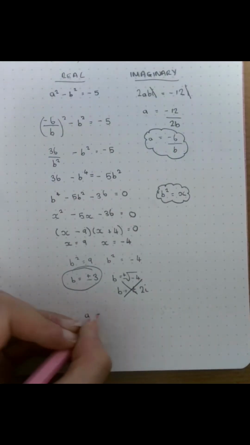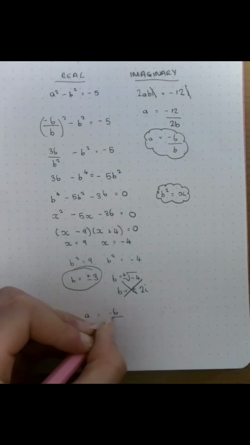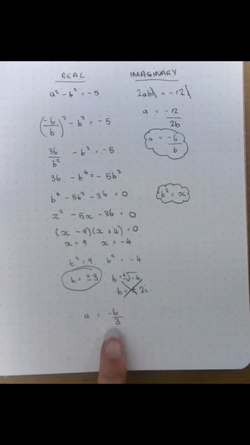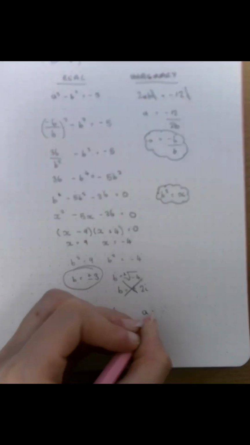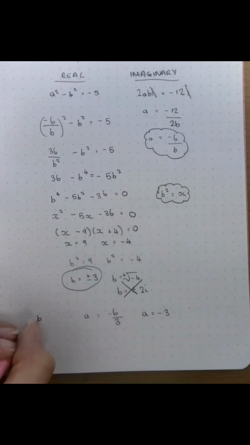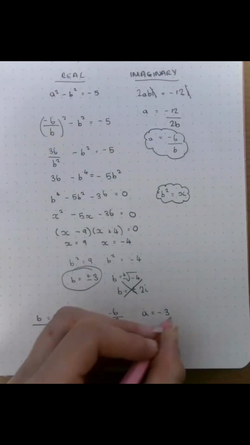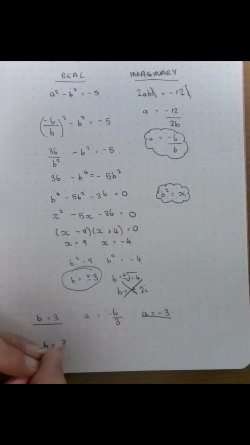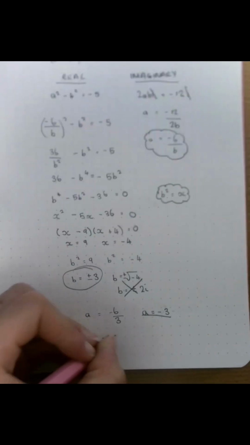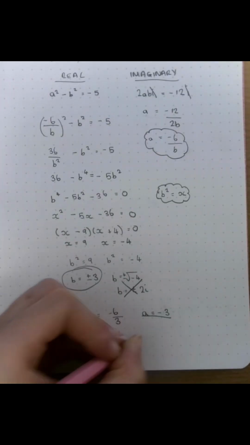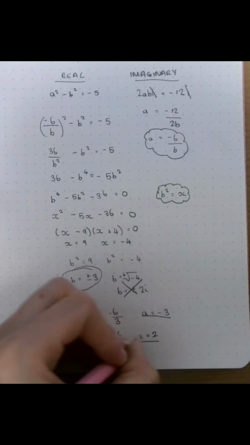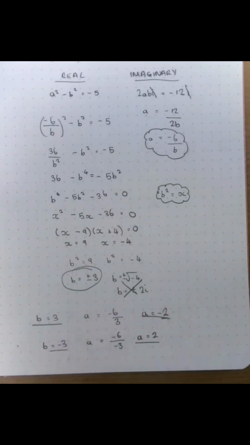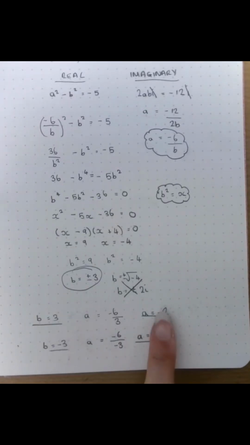So a is equal to minus 6 over, so let's do positive 3 to start with. That gives us minus 6 over 3, so that gives us a is minus 3. And remember, that is when b is equal to positive 3. And that's important when we give our answer later on. And then when b is negative 3, we end up with a is negative 6 over negative 3. That will give us an a of positive 2. And I realised that should be a 2, not a 3. There we go. So we can see when b is positive, a is negative, and vice versa here.